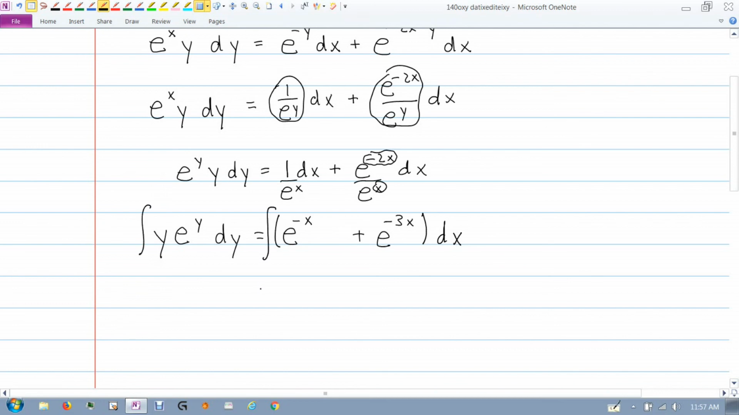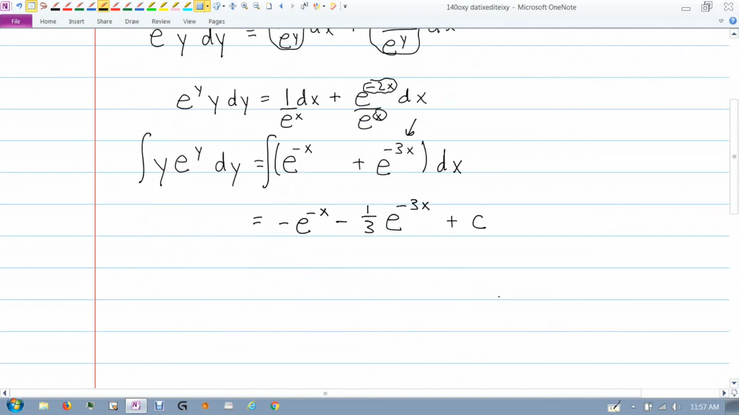And let me do the right side first because it's the easier one. Negative e to the negative x is the antiderivative there. And then minus 1/3 e to the negative 3x is the antiderivative of this one, again just using a little basic u substitution. Then plus some constant like that.